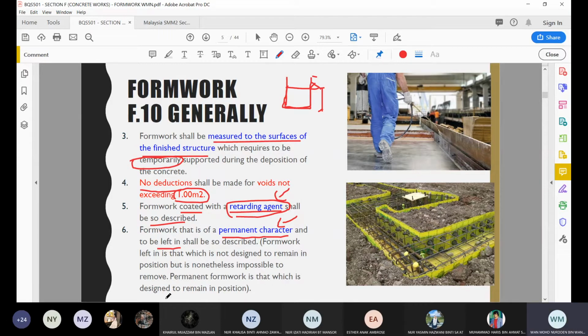Permanent formwork is that which is designed to remain in position. Katakanlah kita buat formwork untuk kita punya foundation macam ni. Okay. And then after completed, okay, this formwork left in, dibiarkan saja ke dalam, di dalam apa kita punya ataupun at its final position lah of the concrete component, beam ke, column ke, kalau ditinggalkan macam tu, itu perlu dinyatakan sekali lah. Yeah, so dia cakap formwork that is of a permanent character and to be left in shall be so described. Okay.